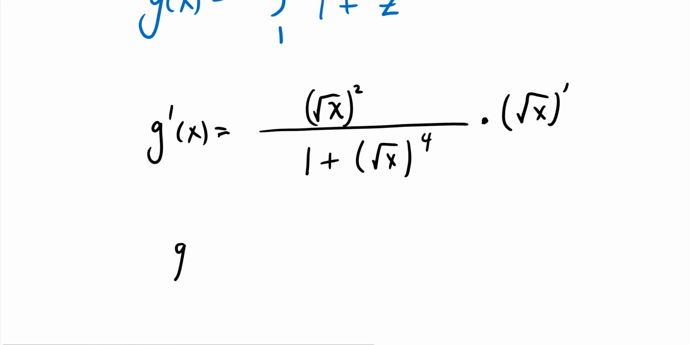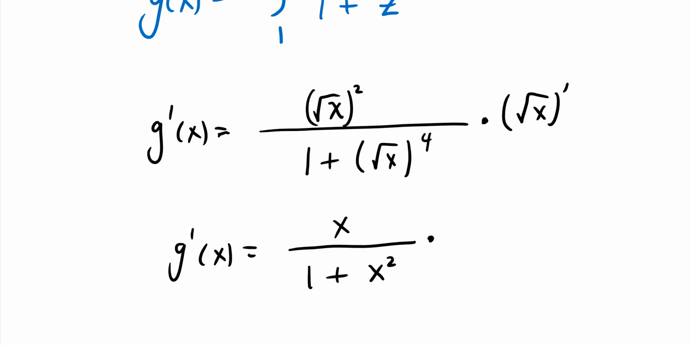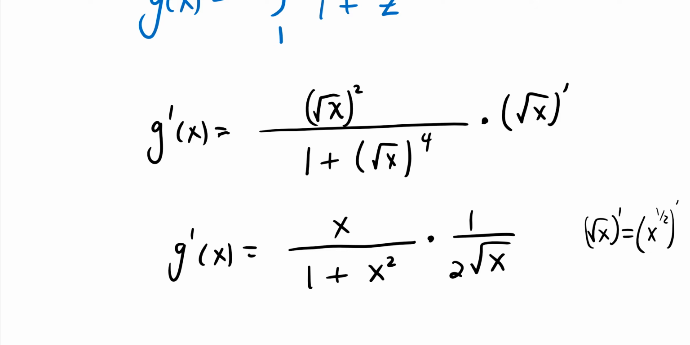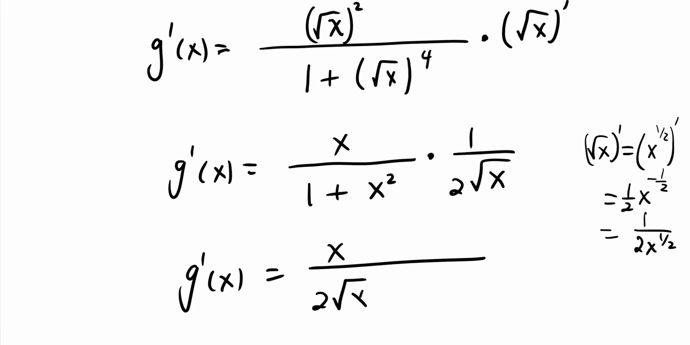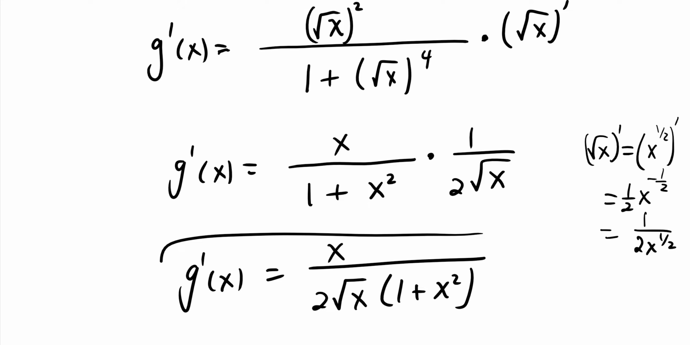So what does that give us? g prime of x equals x on the top, 1 plus x squared in the denominator, and the derivative of this one is 1 over 2 square root of x. Where did that come from? You can rewrite it as we did before, x to the 1/2, and then bring the 1/2 down, x to the 1/2 minus 1, negative 1/2. So then you can leave it like this, is totally fine. Or if you want to rewrite it as x over 2 square root of x times 1 plus x squared, that's fine too. So that would be good.